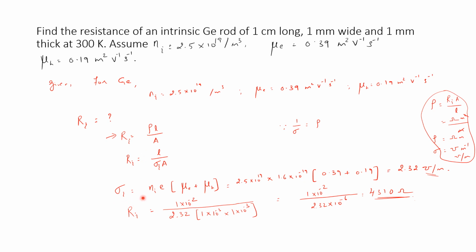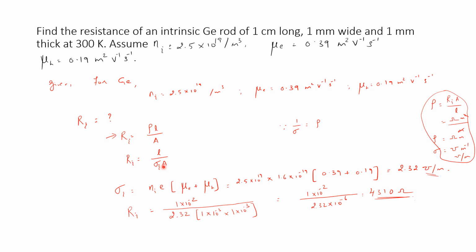This is easy, I felt, so I have changed Ri is equal to rho L by A to L by sigma I A. Okay, then I am substituting the sigma back into this equation. So Ri is equal to L. What is L? L is given as 1 centimeter long. So this centimeter is to be converted into meter. So 10 power minus 2 divided by, then sigma I is 2.32 I have got.